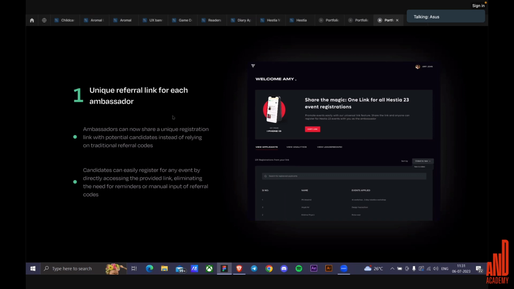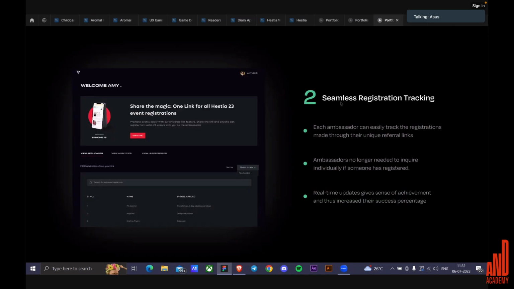Now the users can directly click a link, go to the website, do the registration, and it will directly update here. So like I mentioned before, seamless registration tracking. They don't need to inquire who all registered. They can directly see it.